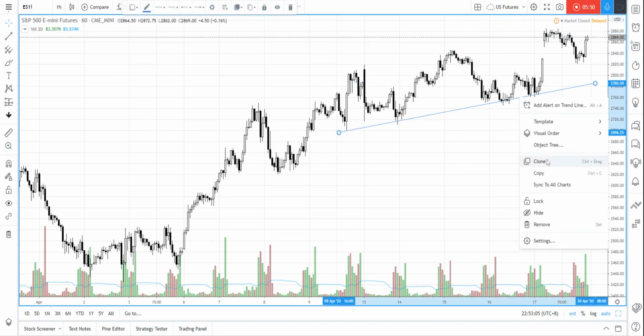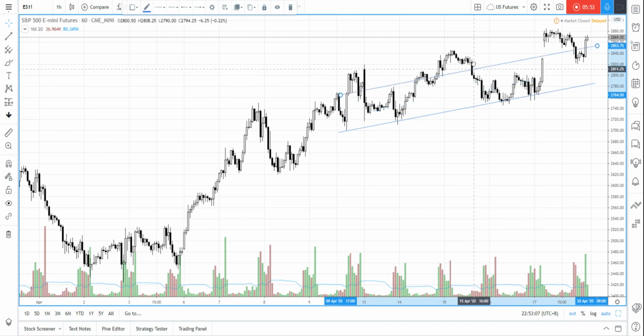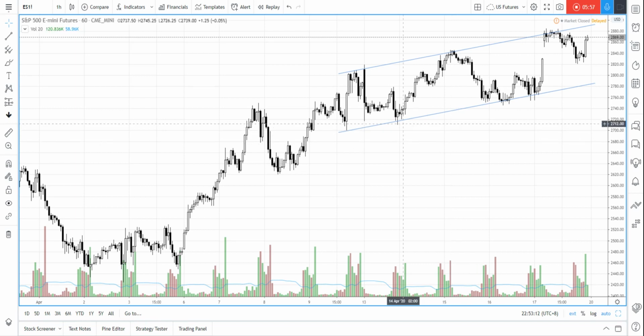Okay, we can just clone this, and this will become our channel here. So far I think this channel is working pretty well, from this demand line touching the overbought line, and then back to the demand line touching the overbought line, and then back to the demand line again. So far it's working very well.